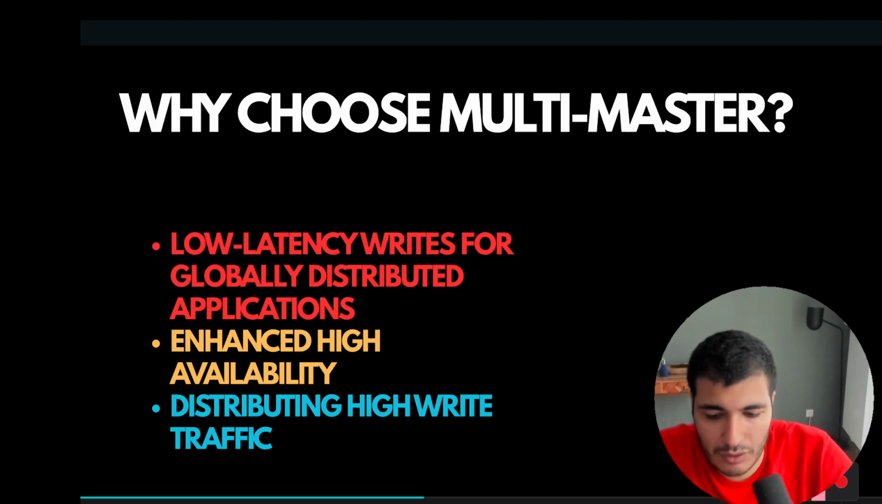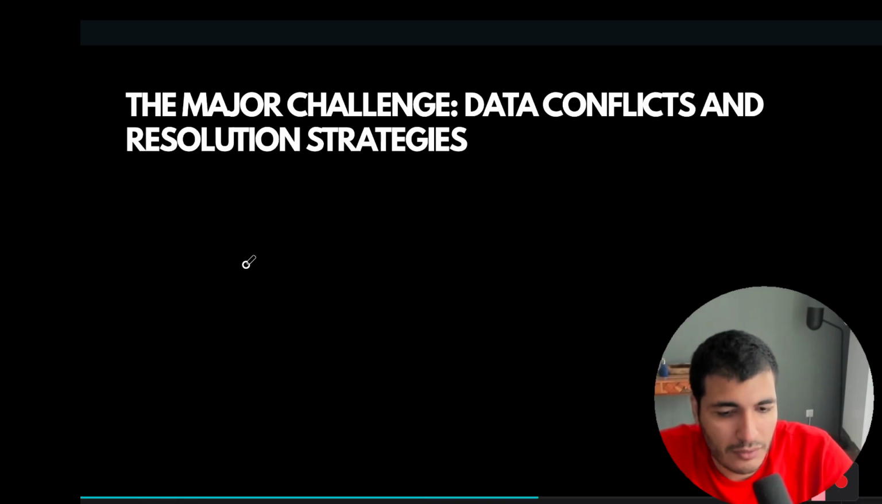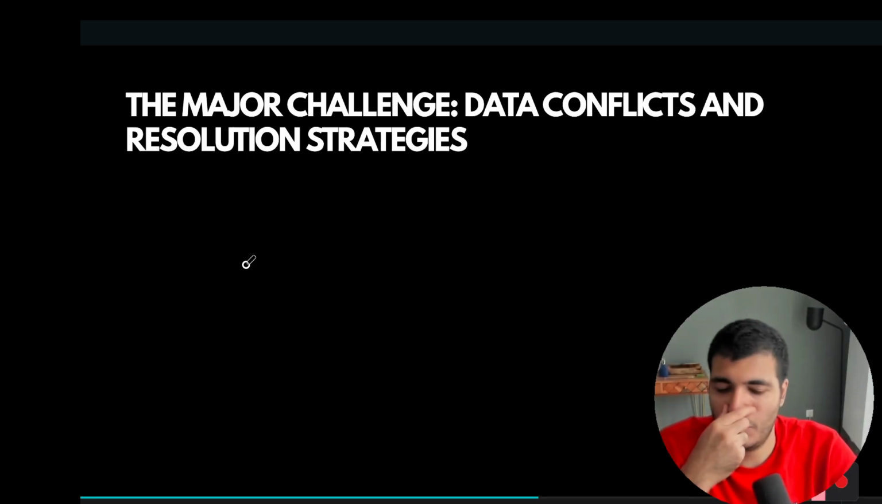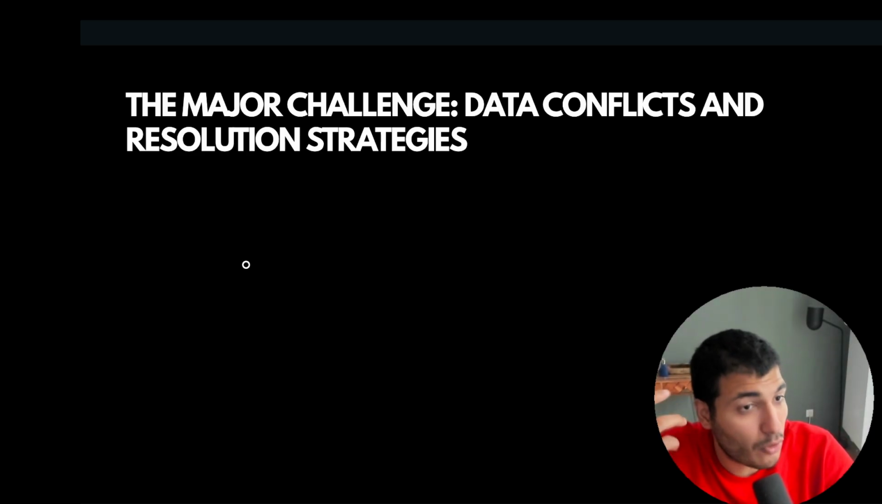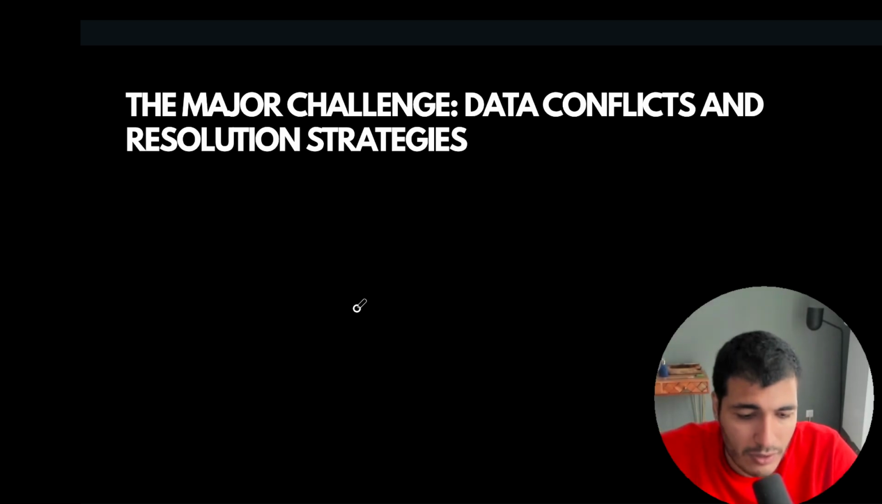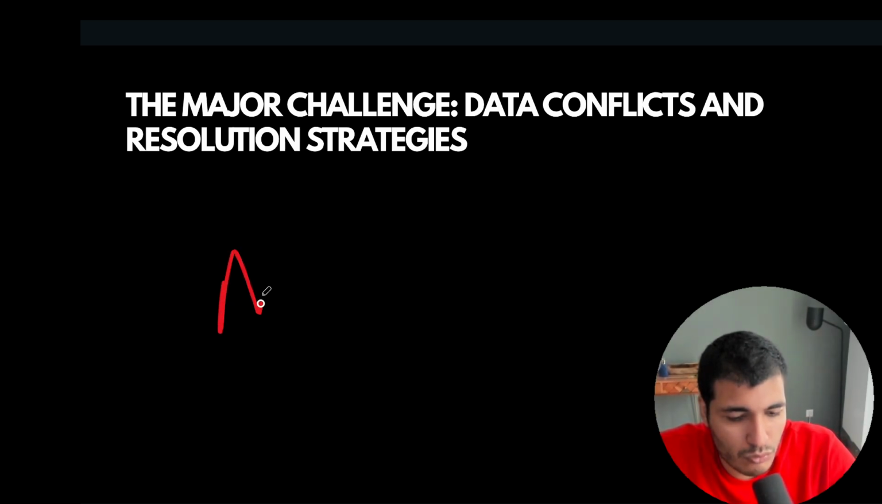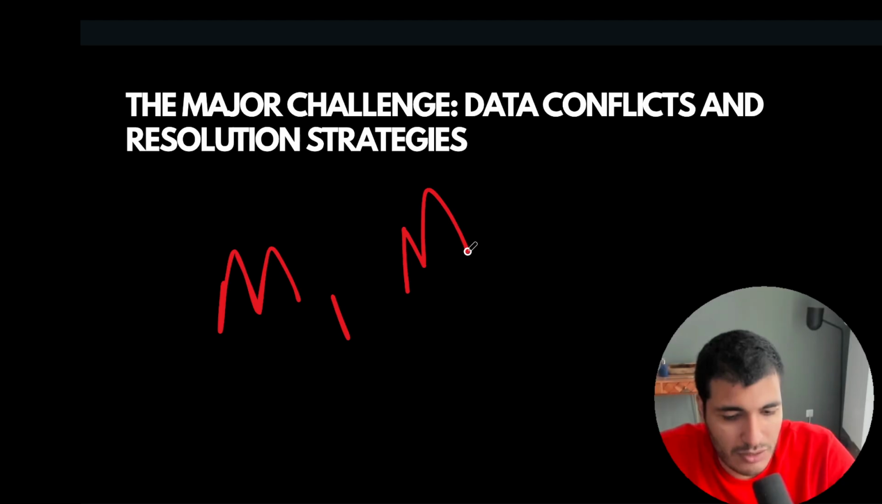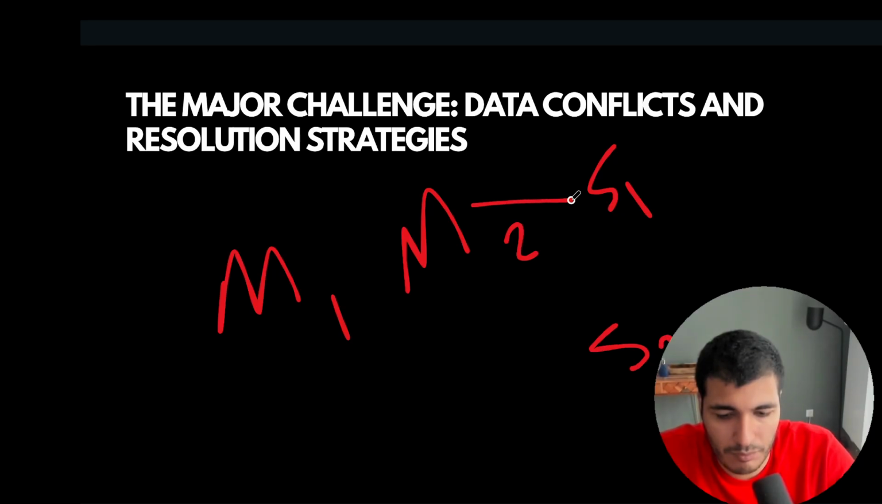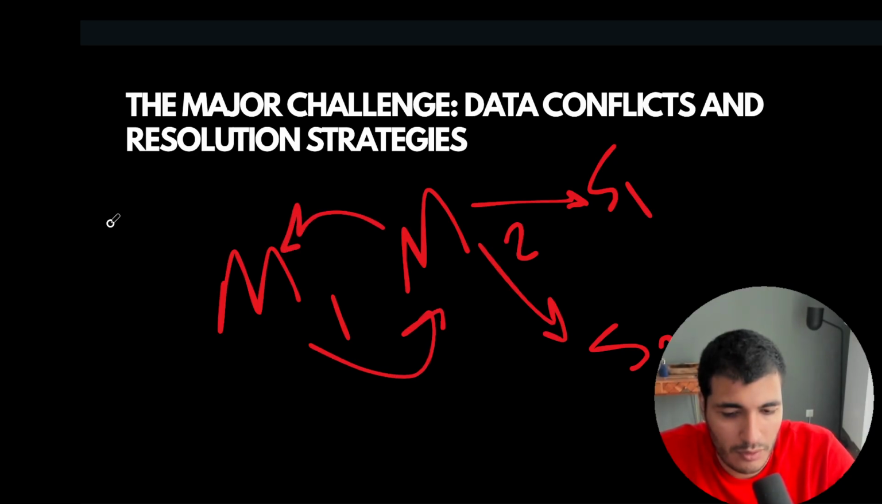Okay, we need to talk about the major challenge, which is data conflict. What is a data conflict? We said that we have two masters, master one and master two, and we have, let's say, the slaves, or let's call them secondary, or whatever is best for you.